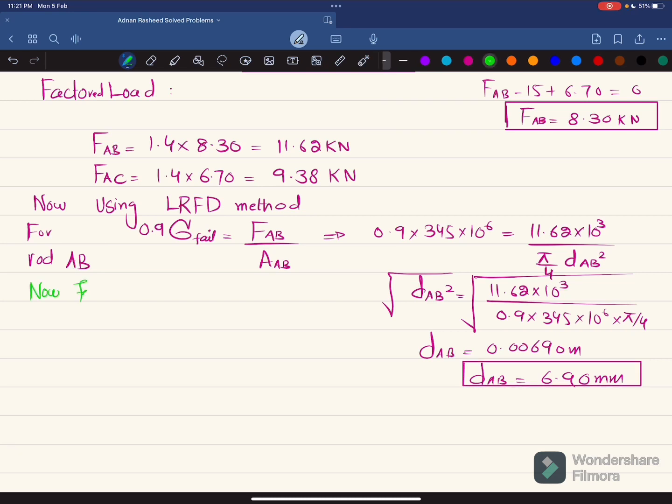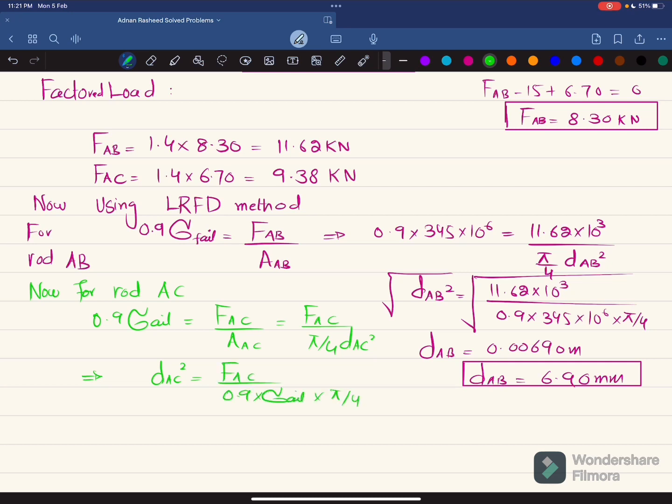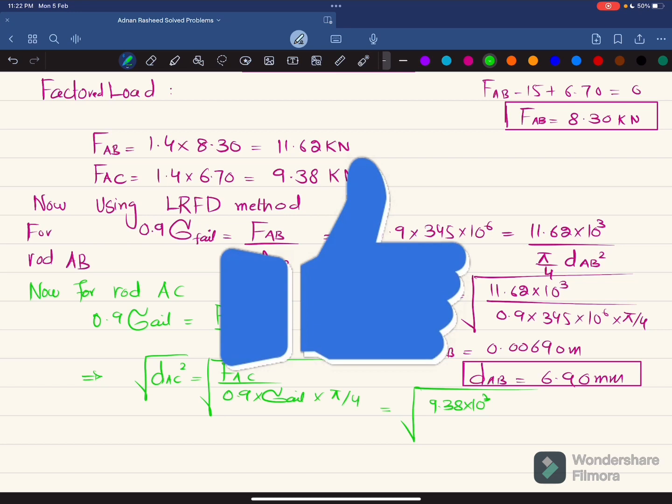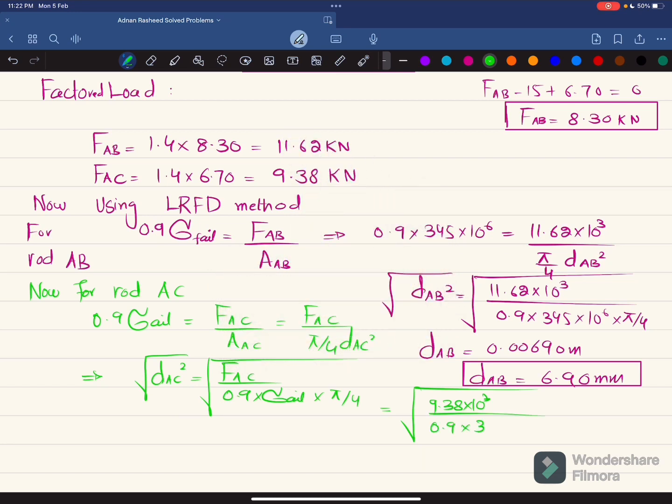Now for rod AC, we will get 0.9 multiplied by failure is equal to FAC divided by area AC, which is pi by 4 DAC square. So from here you will get DAC square will be equal to FAC divided by 0.9 multiplied by failure stress into pi by 4. And taking the square root on both sides, FAC is 9.38, so 9.38 into 10 to the power 3 divided by 0.9, failure stress is 345 megapascal, so 345 into 10 to the power 6 pascal and pi by 4. So from here this DAC will be equal to 0.00620 meter, or DAC will be equal to 6.20 millimeter, which is the diameter of rod AC. So this is the diameter of rod AB and this is the diameter of rod AC.